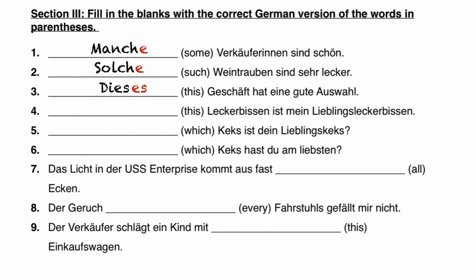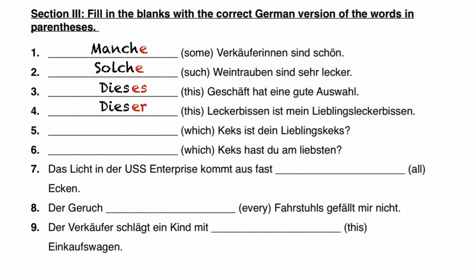In the next one we have this again. And this one is still going to be dies, for this. Then we have to add our ending that makes sense for the gender and case. Leckerbissen is a masculine noun. It's singular in this sentence because you can tell that from the conjugation of the verb sein. You can't really tell it any other way, as the plural form is also Leckerbissen. But since the conjugation tells us it's singular, we have to use here masculine singular in the nominative case, since it's the subject, and we end up with dieser. Dieser Leckerbissen ist mein Lieblingsleckerbissen. This treat is my favorite treat.